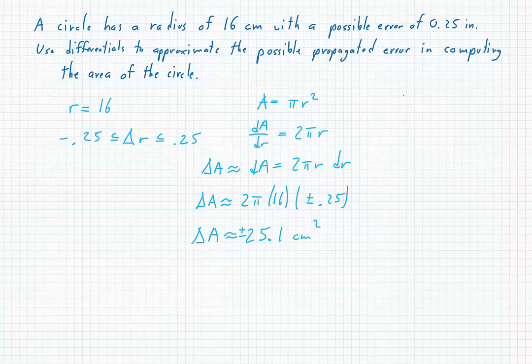Now if we actually figure out what our area is, our area in this case is pi times 16 squared. So our area is about 804.2 centimeters squared. So while 25.1 square centimeters sounds like an awful lot for an error, it's against 804, so it may not be all that much. In the next video, we'll talk about how to get a better feel for whether that is a big potential error or not when we propagate it, by talking about relative or percent errors.